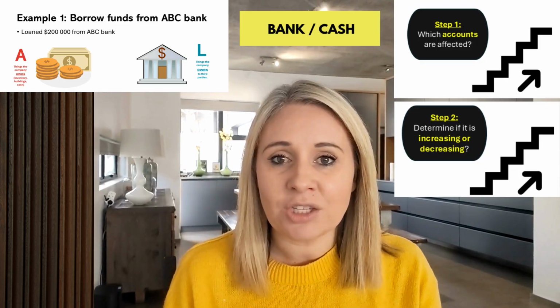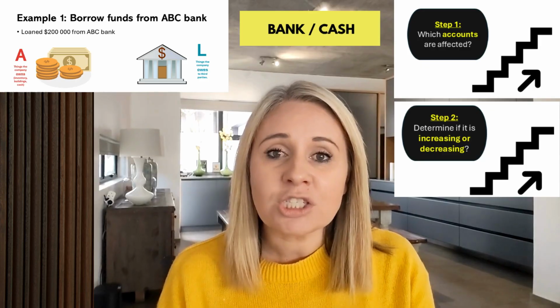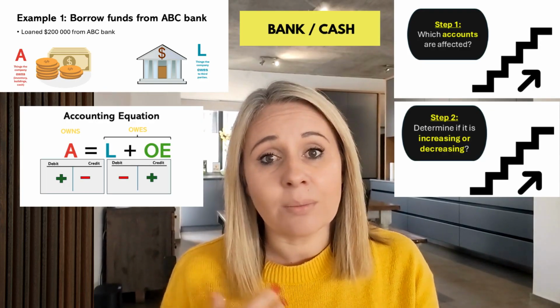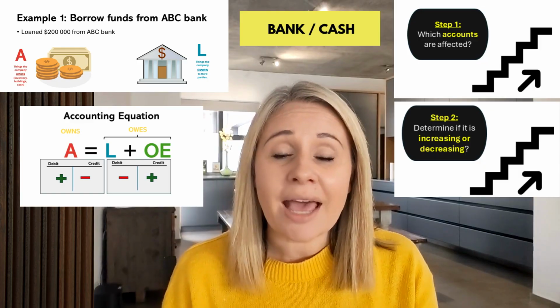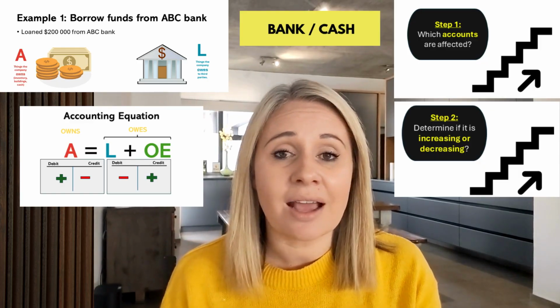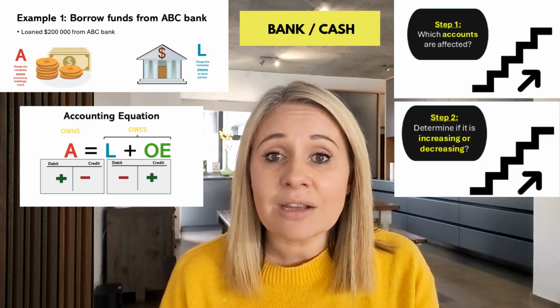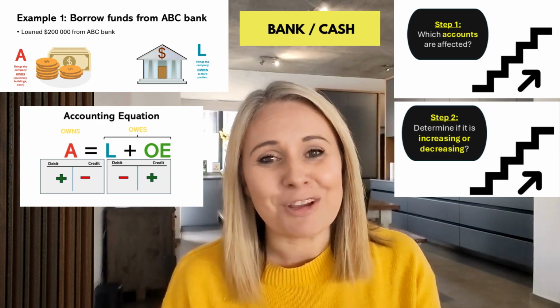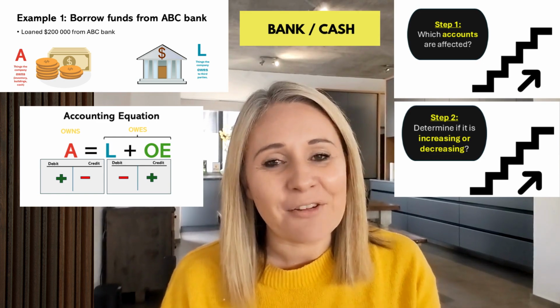Great. Now we go back to the accounting equation. On which side does the bank account lie? Well, the bank account is an asset. So assets sit on the left-hand side of the accounting equation, and assets increase on the debit side because debits are on the left. Right, so when we process the first part of this transaction, we are going to debit our bank account with $200,000. We've dealt with the first account that was affected by this transaction.